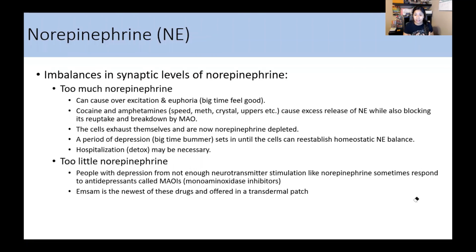And in some cases, you've completely obliterated this homeostasis of neurotransmitter, and sometimes your down can be so down that you have to be hospitalized, and you have to detoxify your body from that. So having too much norepinephrine is definitely not a good thing. Having too little is also not a good thing. But there are options to help with having too little.